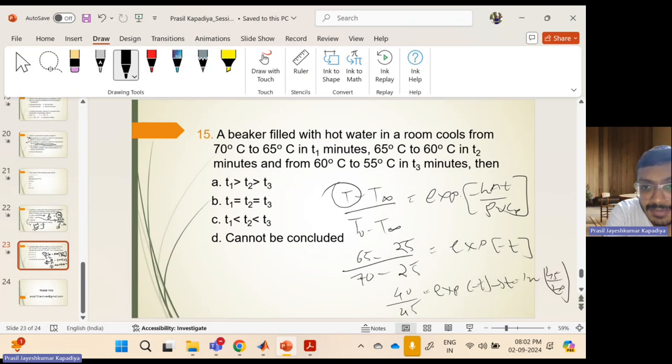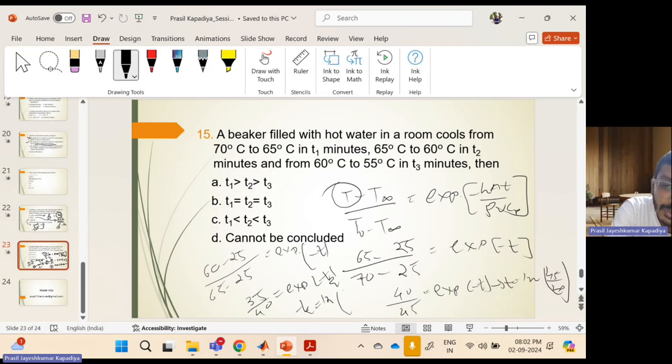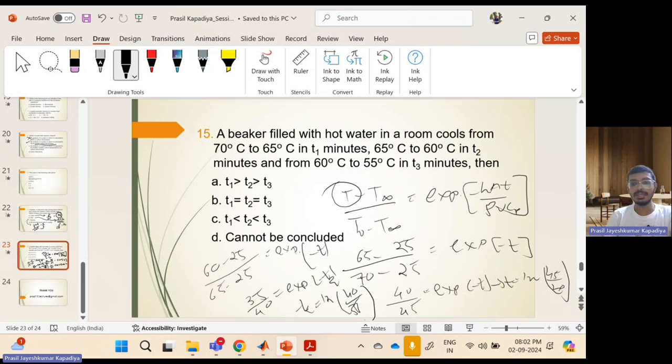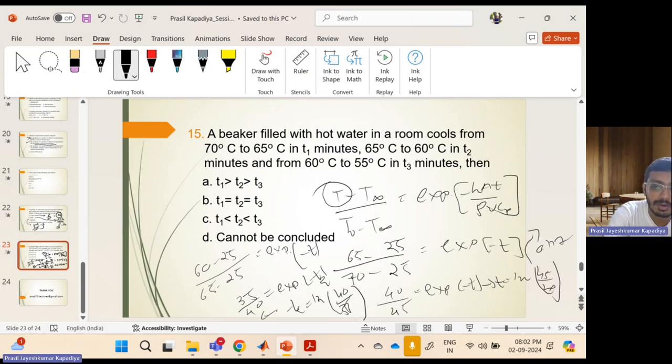For the second value, it is 65 to 60. So this value will be 60 minus 25 divided by 65 minus 25 equal to exponent of minus T. So here it is 35 divided by 40. So T2 will be equal to ln of 40 divided by 35. So here if we see, this value turns out to be 0.117 and this value turns out to be 0.13. So we say that this is the correct answer, T1.